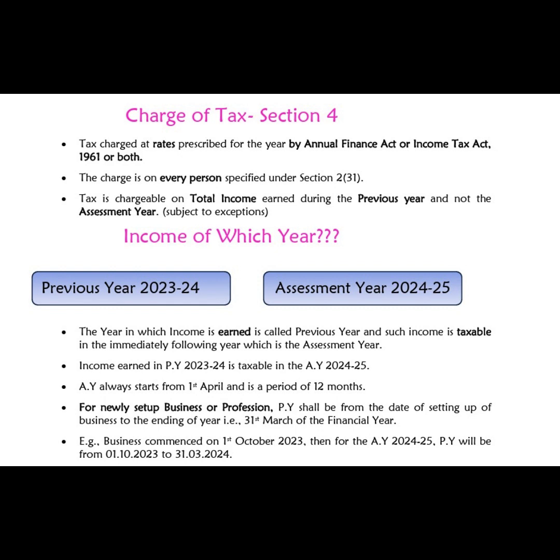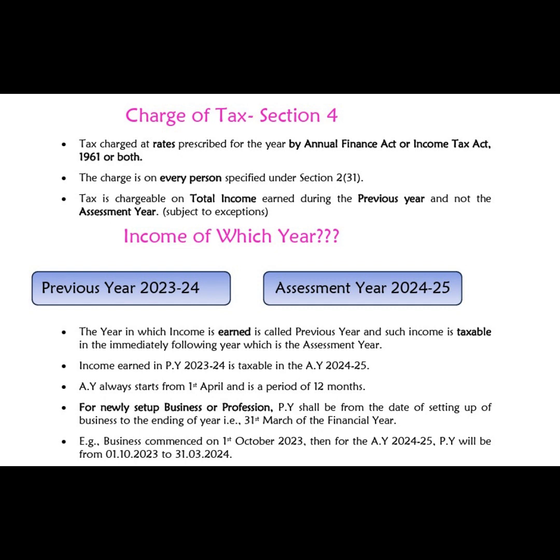Previous year is nothing but the year in which income is earned, and such income is assessed and is taxable in the following year, the immediately following year, which is called the assessment year. If 2023-24 is the previous year, the assessment year will be 2024-25. Assessment year will always start from 1st April and it is a period of 12 months. We have to consider financial years for previous year and assessment year instead of calendar years.